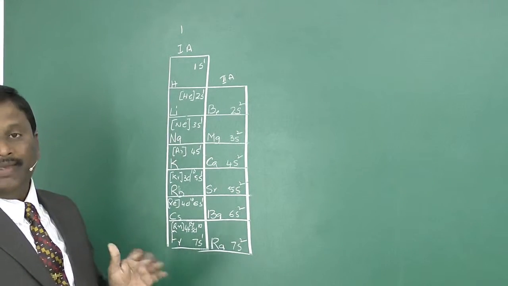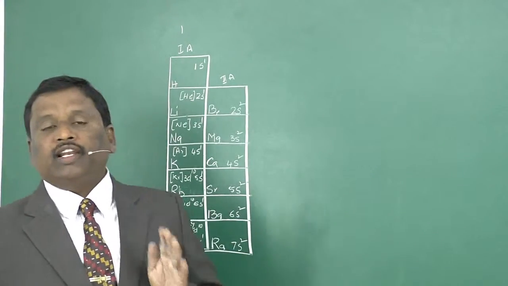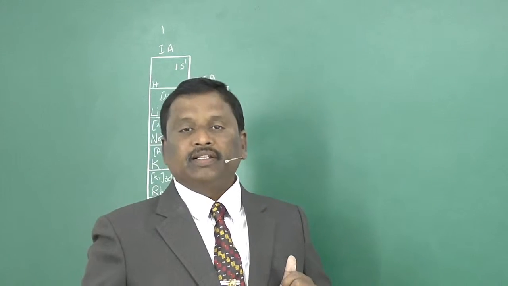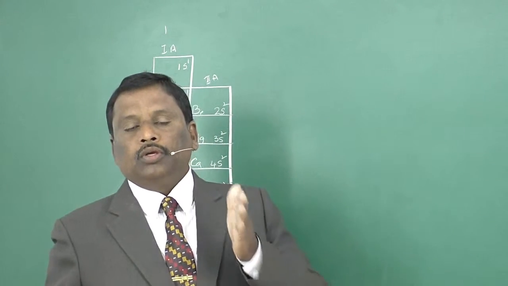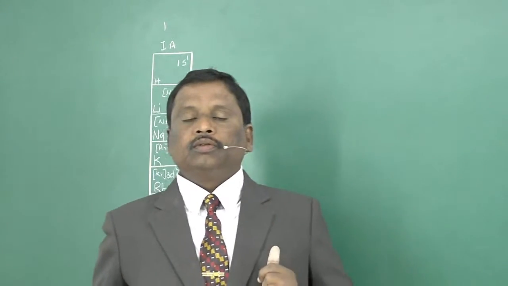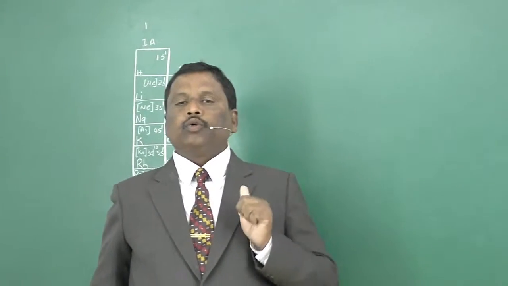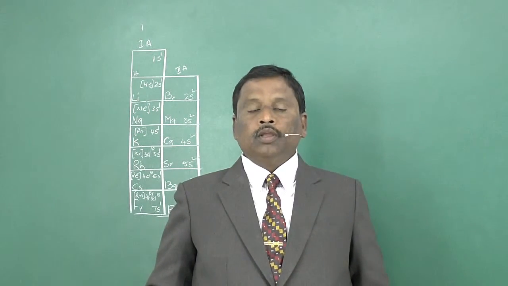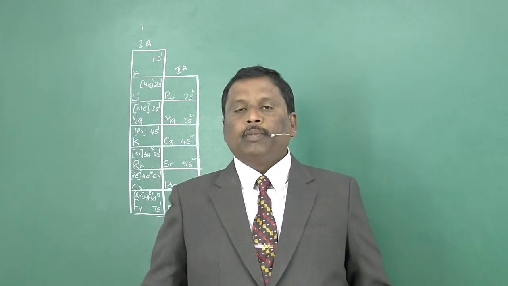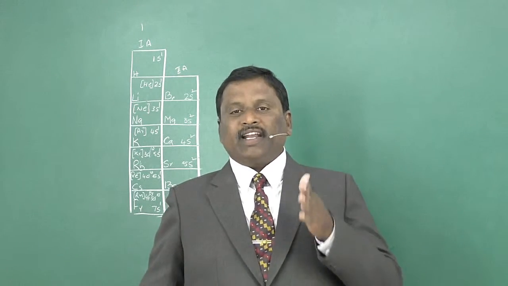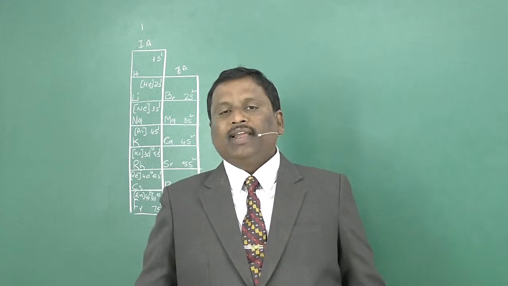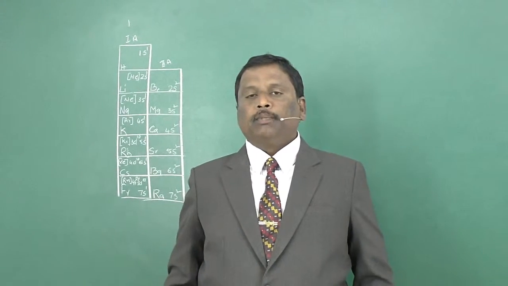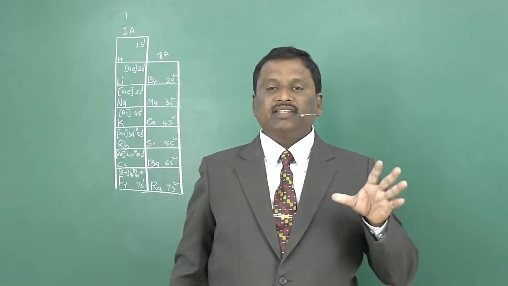S block elements, the elements in which the last electron will enter into S orbital, are said to be S block elements. In the periodic table, we have these elements in two groups, namely first A group and second A group in CAS system, and first group and second group in IUPAC system. All these elements, by losing one or two electrons, will get stable inert gas configuration. That's why they are in a position to form stable compounds in +1 and +2 oxidation states.